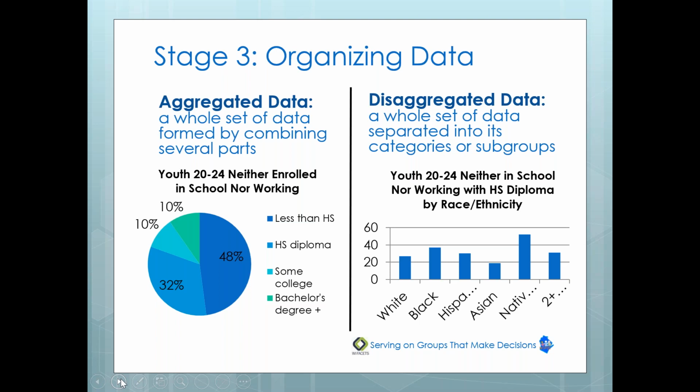Now, disaggregated data on the right side shows a bar chart with the data broken down into much smaller pieces of data. So here you can see we're still looking at the youth ages 20 to 24 who aren't enrolled in school and also not working.